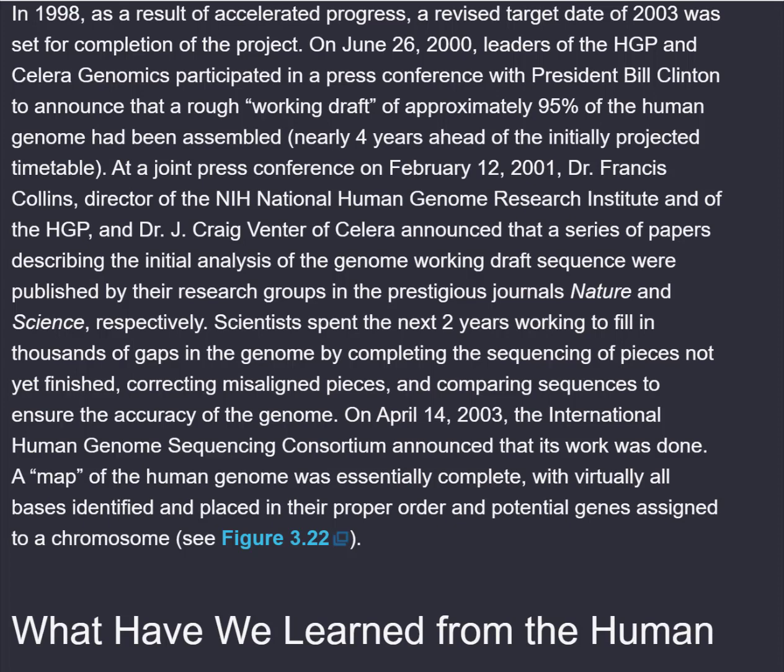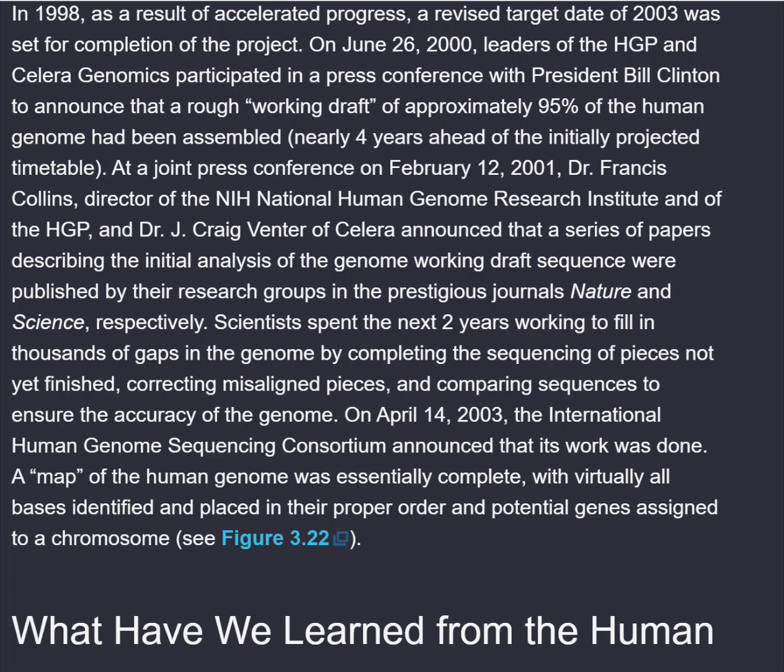At a joint press conference on February 12, 2001, Dr. Francis Collins, director of the NIH National Human Genome Research Institute and of the HGP, and Dr. J. Craig Venter of Celera announced that a series of papers describing the initial analysis of the genome working draft sequence were published by their research groups in the prestigious journals Nature and Science, respectively.